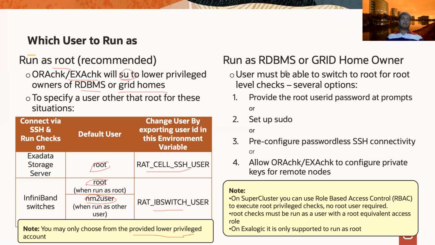You can also run this as the RDBMS or the grid owner, but this user must be able to switch to root for any kind of checks. So in other words, either you set up sudo or you specify the root user ID whenever it asks for it. And you can pre-configure passwordless SSH, or you allow it to configure these private keys automatically. If you're running on SuperCluster, then you have to use role-based access control. If you're running on Exalogic, you have to run this as root. So these are the things that you have to remember.